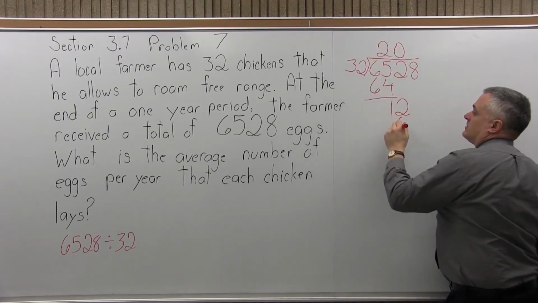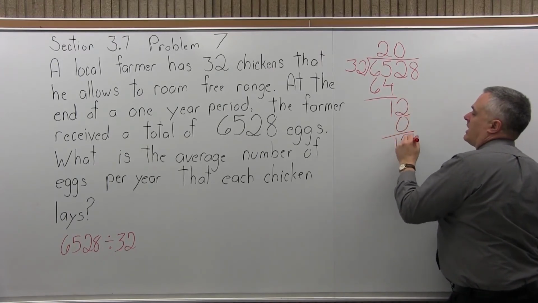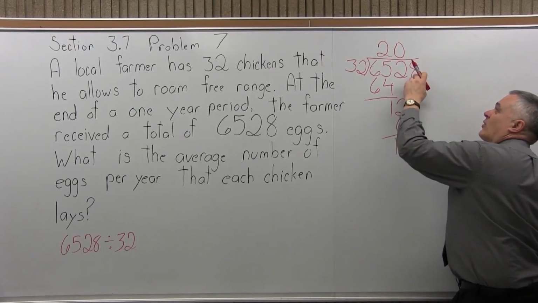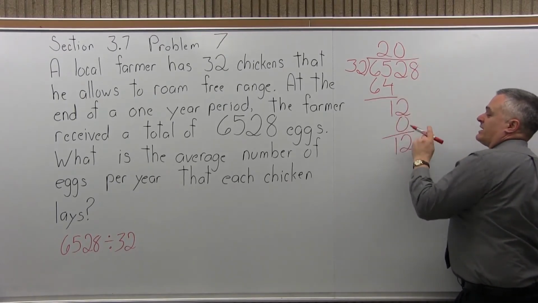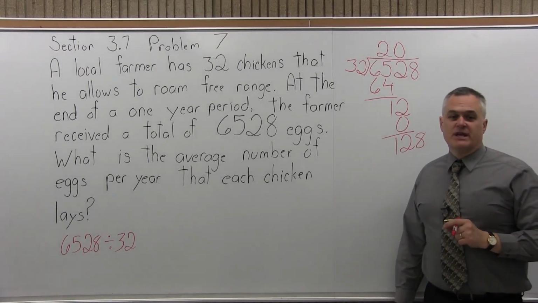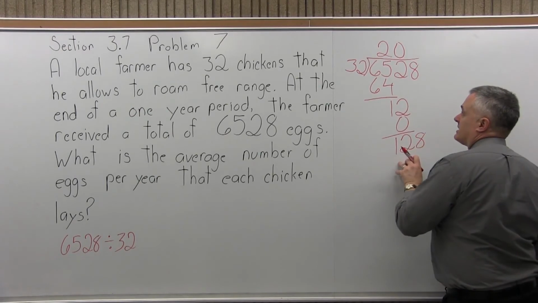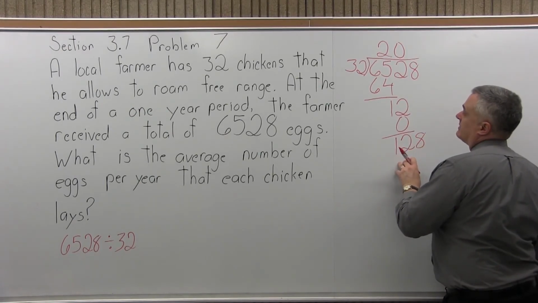0 times 32 is 0. And then 12 minus 0 is 12. So now I go over one more digit to the right in the top number under the division symbol. It's an 8. Bring it down next to the 12. 12 with an 8 next to it is 128. So now 32 times something is going to get me close to 128.